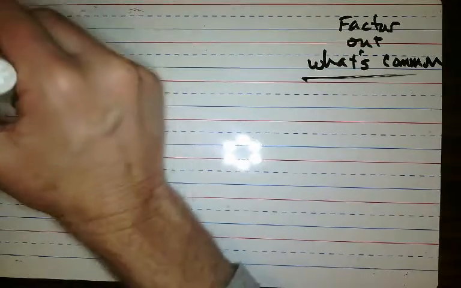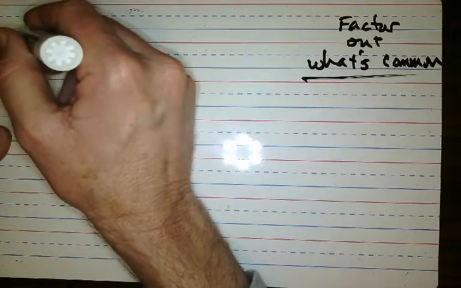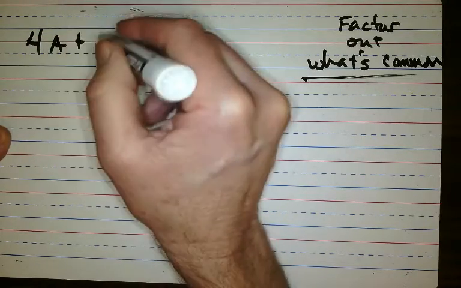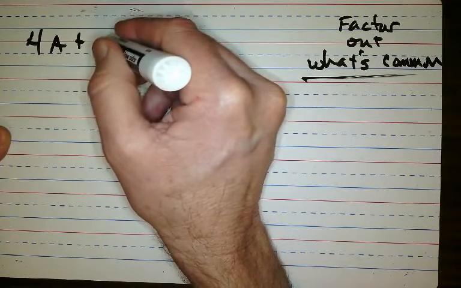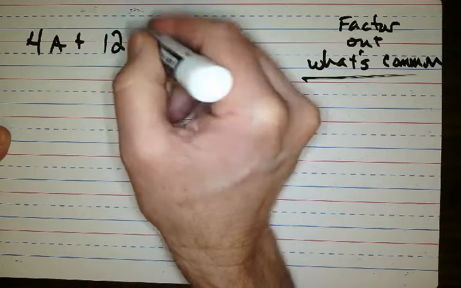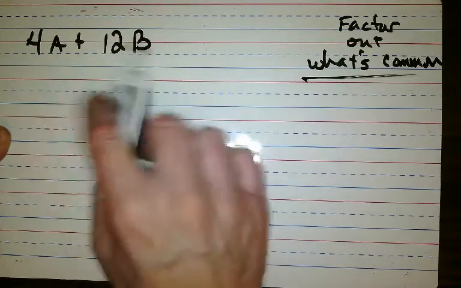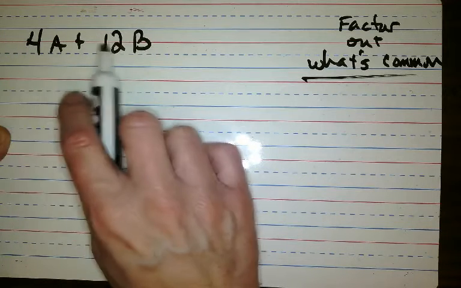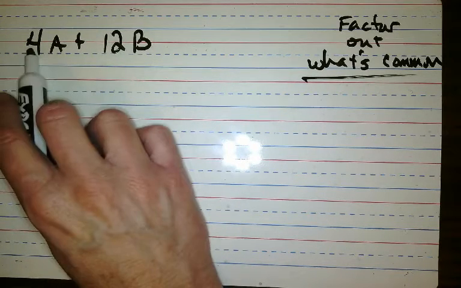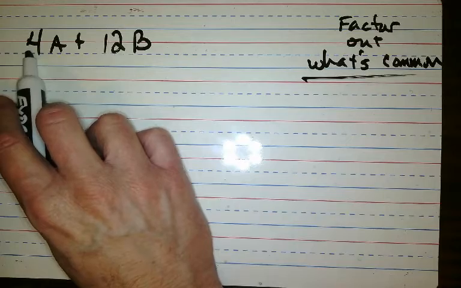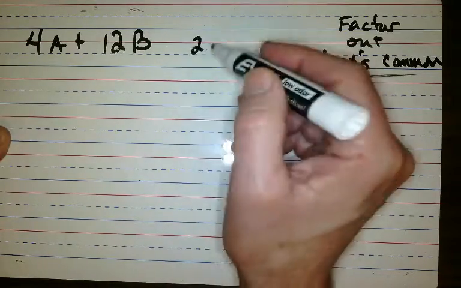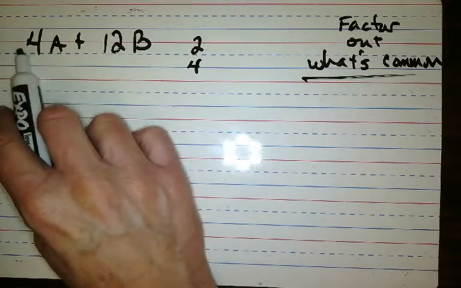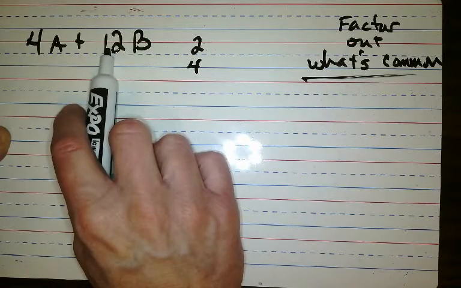So let's start with something that's pretty easy to see. Let's say we had 4a plus 12b. Well, the letters aren't common. What do I mean by common? I'm saying that there's a number that can divide into both of these numbers. And you probably say 2, and I'll agree with that. 2 is common. But 4 is also common because 4 divides into 4, and 12 is divisible by 4.